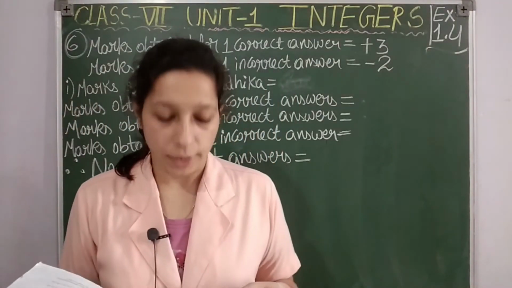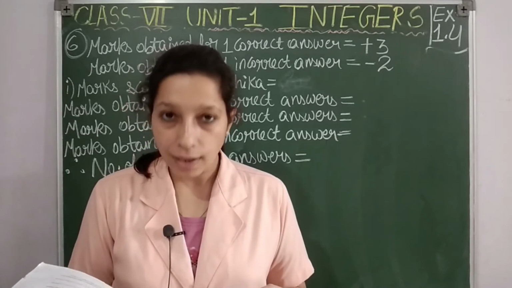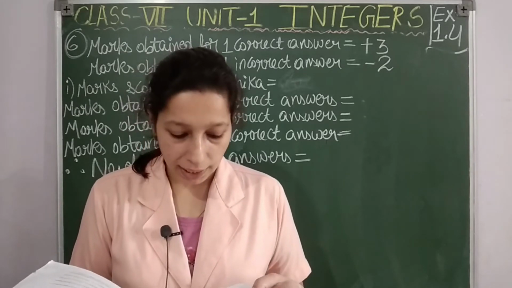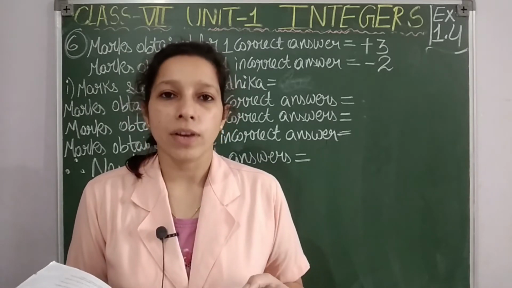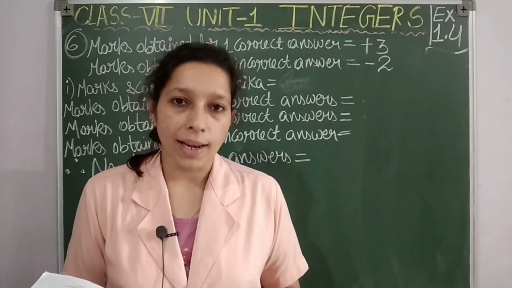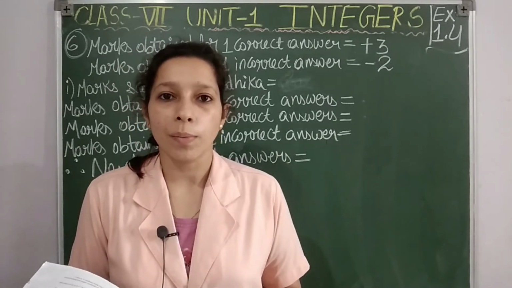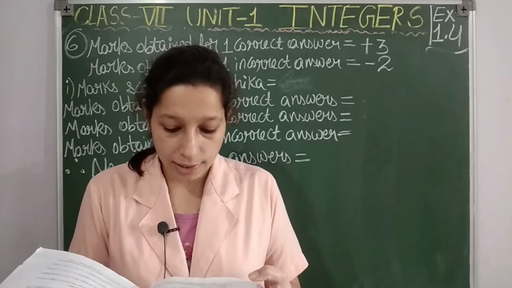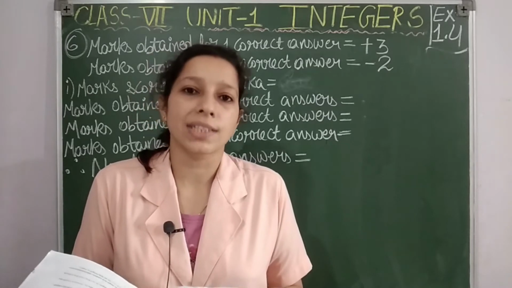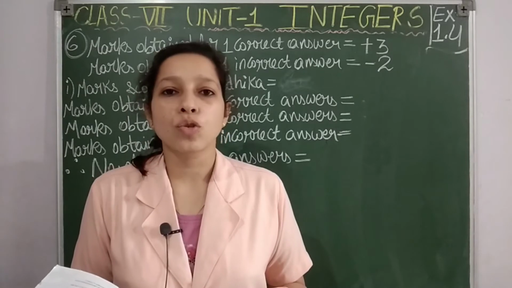Question number 6, students. In a class test, plus 3 marks are given for every correct answer and minus 2 marks are given for every incorrect answer and no marks for not attempting any question. Okay, students, as in reasoning also you are getting the marks in the same manner, na? For correct answers you are getting positive marks, for incorrect answer you are getting negative marks. Remember, same thing here also. If the student has attempted questions correctly, he or she will get +3, but if the answers are incorrect, then -2 for each answer.